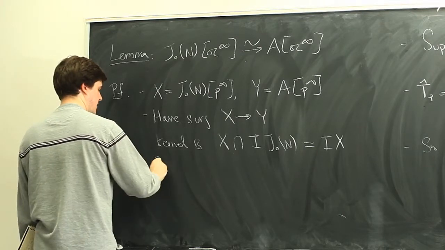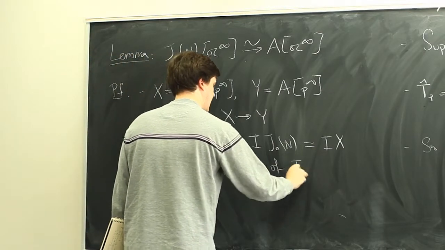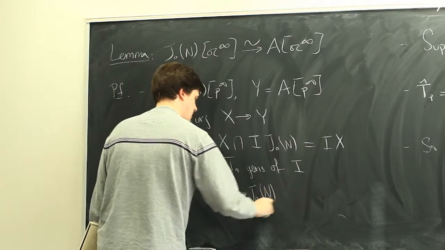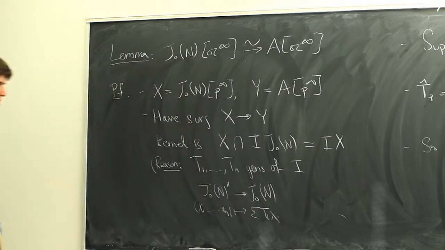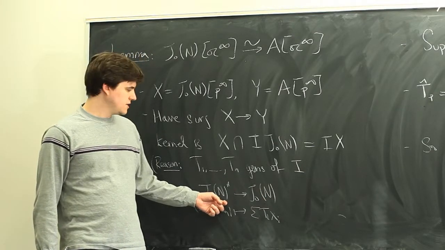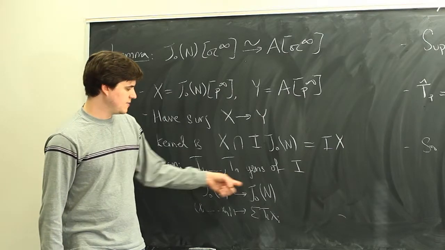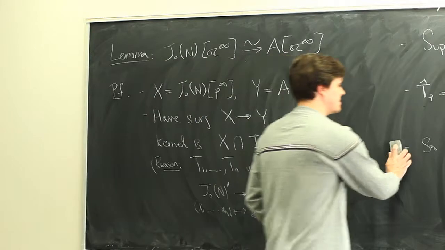So let me briefly say why that's the case. Suppose we pick generators, say t1 up to tn, of the ideal I. Then you can look at the map from J0n to the nth power to J0n, given by multiplication by these things. So x1 up to xn goes to the sum of ti xi. And the image of this map is I times J0n. And since this is a map of abelian varieties, if you have a p power torsion point in the image, it lifts to a p power torsion point here, which says that if you have a p power torsion point in here, I mean an element of here, you can lift it back to a p power torsion point here, and that exactly means that its image is in Ix. So this gives us an exact sequence.